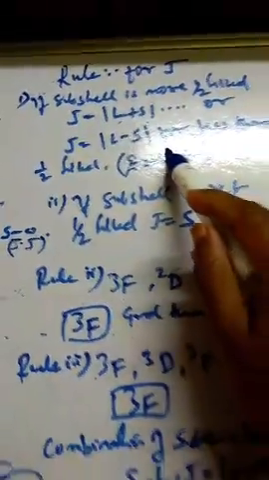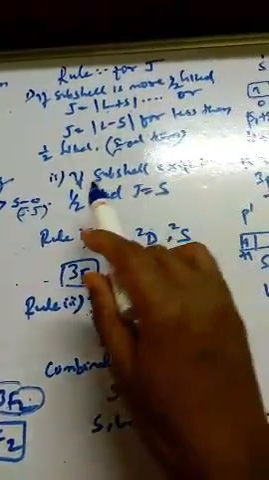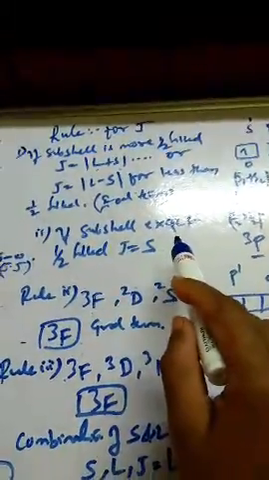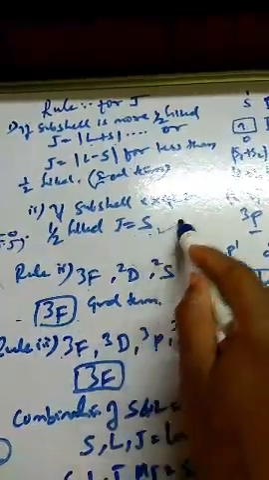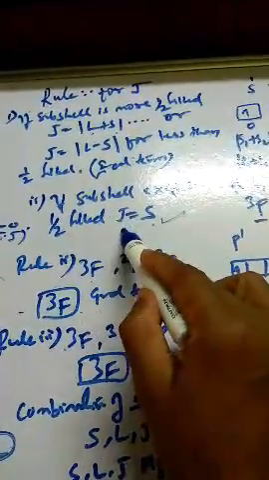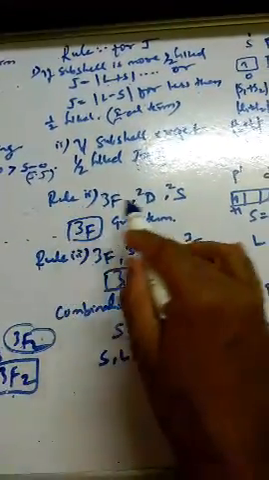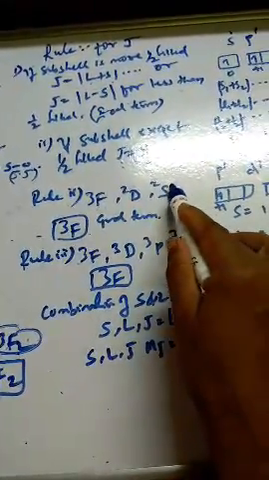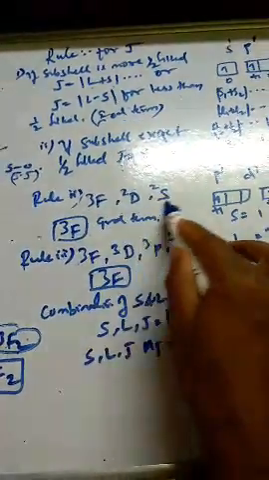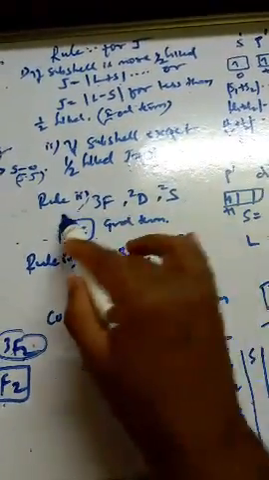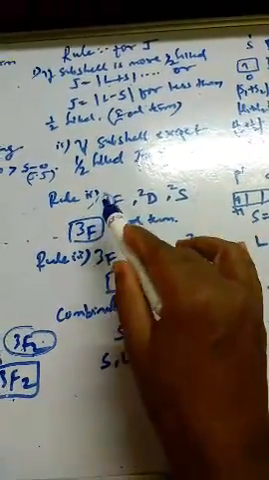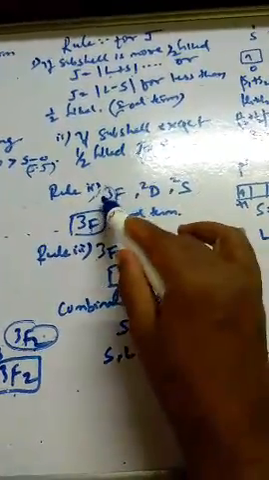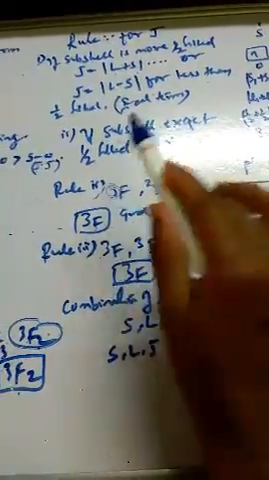So this is the first rule. The next rule says that if the subshell is exactly half filled, then J will be equal to S. So the J value will be nothing but whatever S value we get. And if for one ion we get different ground terms, which is the ground term? The rule says that the one with the highest spin multiplicity will be the ground term. So here triplet F will be the ground term because it has the highest spin multiplicity.